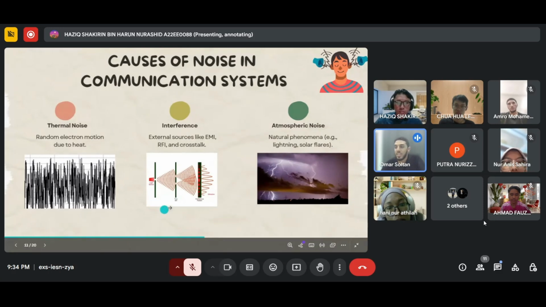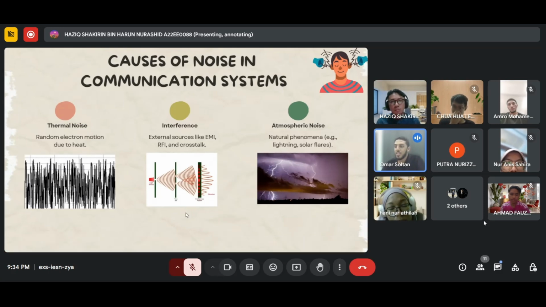Second, we move to interference. It's another big source of noise. This is when other devices or signals mess up your signal. For example, power lines, motors, or even other communication systems can create electromagnetic waves that interfere. It's like when your Wi-Fi slows down because your neighbor is using another one.